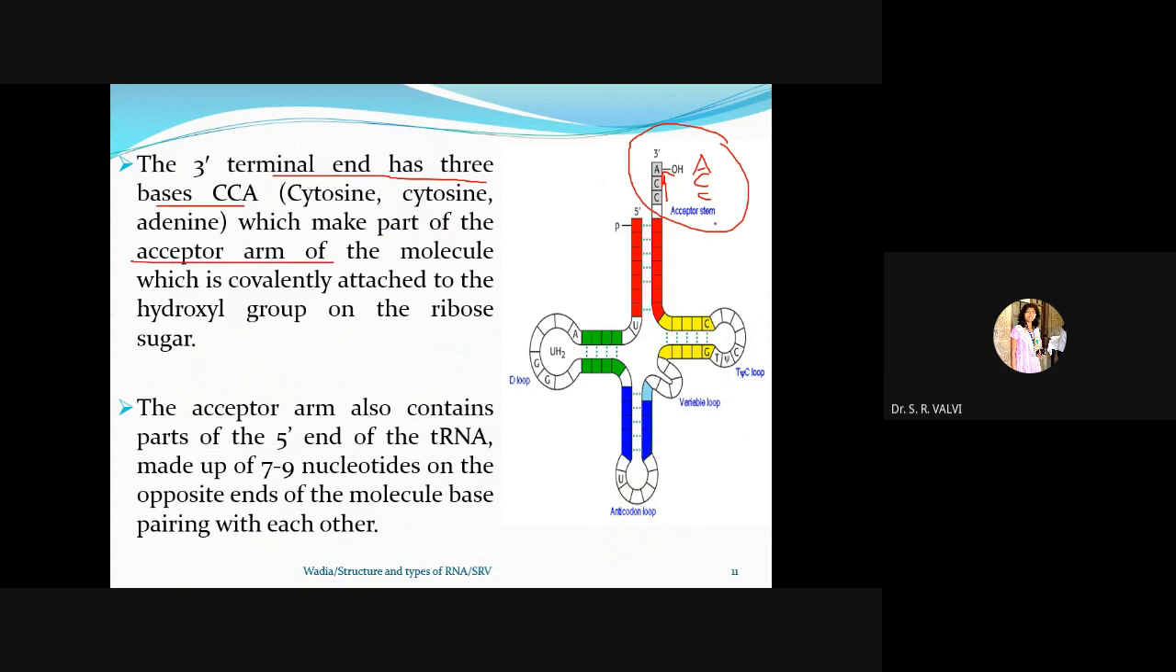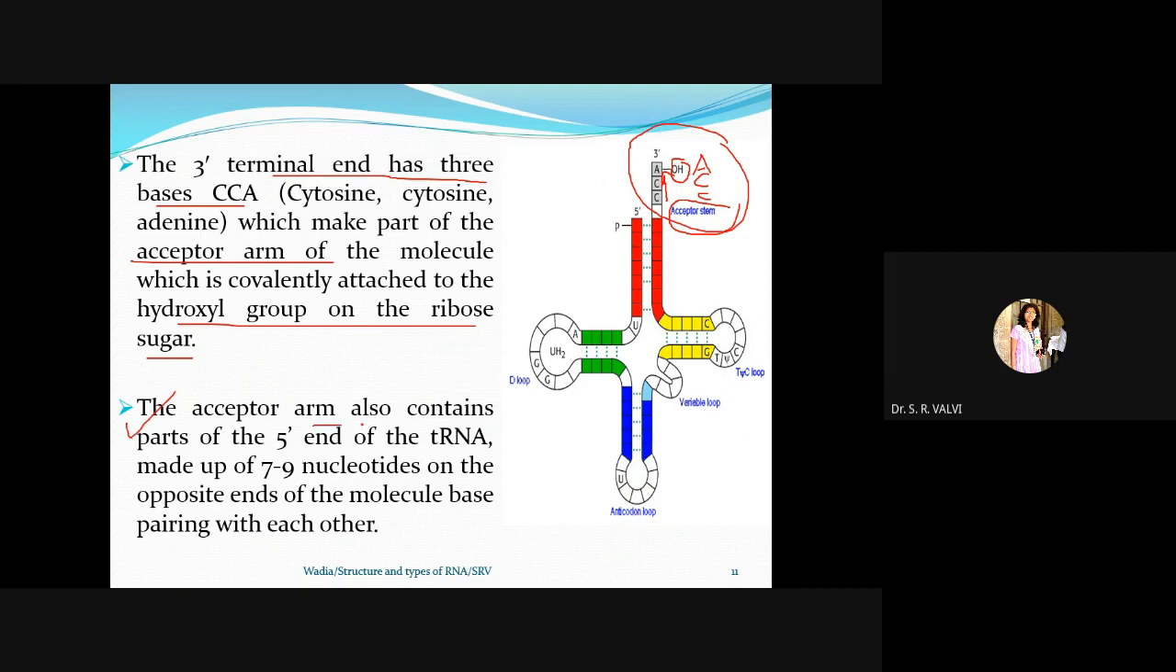Okay, so this is what? This is written over here, acceptor stem or acceptor arm, you can say, which is covalently attached to the hydroxyl group on the ribose sugar. So this is the hydroxyl group, that is the OH group, which is attached to the 3 carbon of the ribose sugar, right?